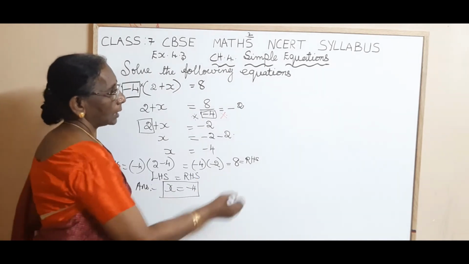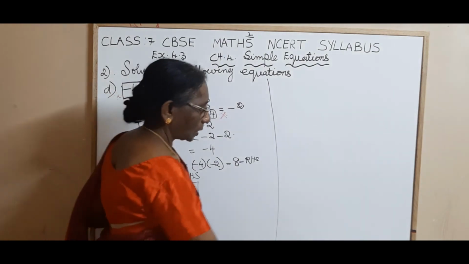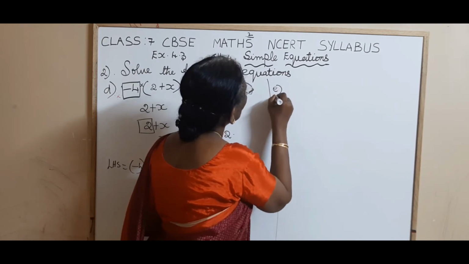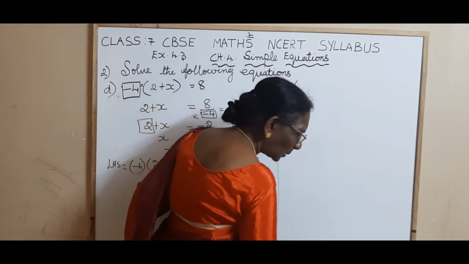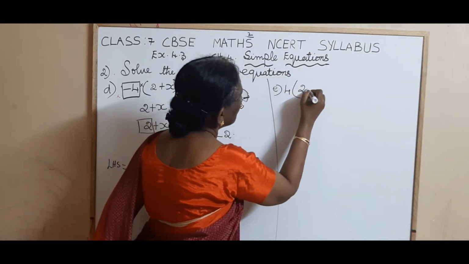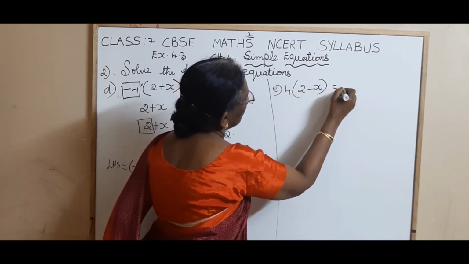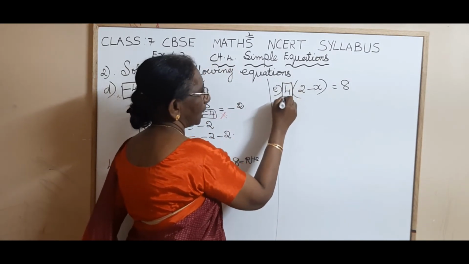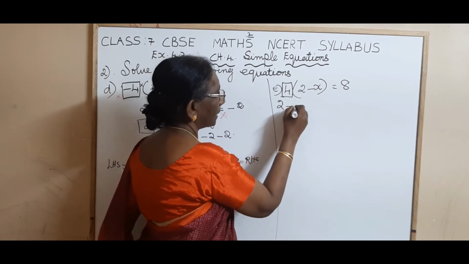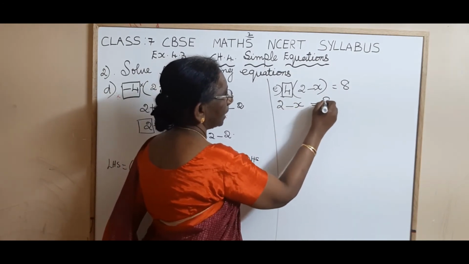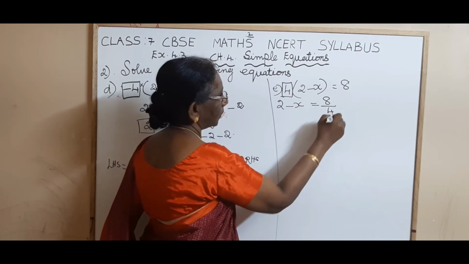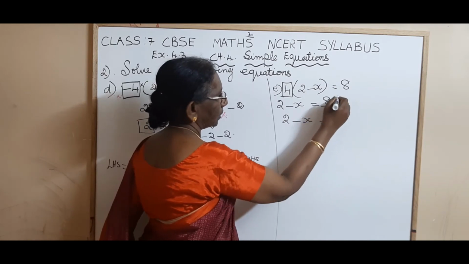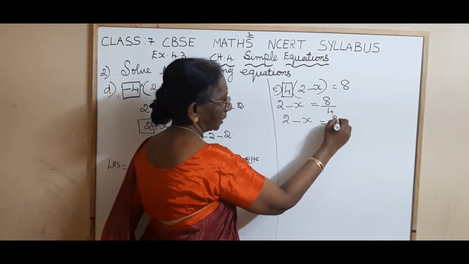You understood, children? So now we will move to sum number E. 4 into 2 minus x is equal to 8. Now what should you do? You have to eliminate this 4. So 2 minus x is equal to 8 divided by 4, that means 2.